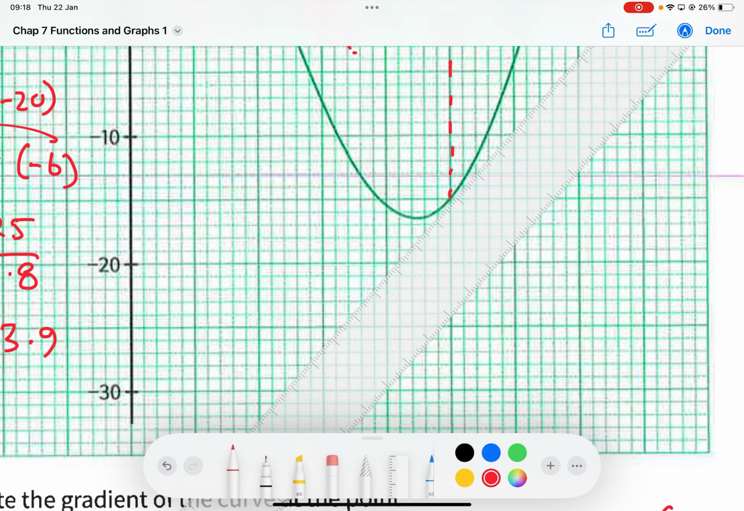I want to make the ruler darker but cannot. Are you able to get the tangent, able to draw the line, okay? Then able to measure the gradient.